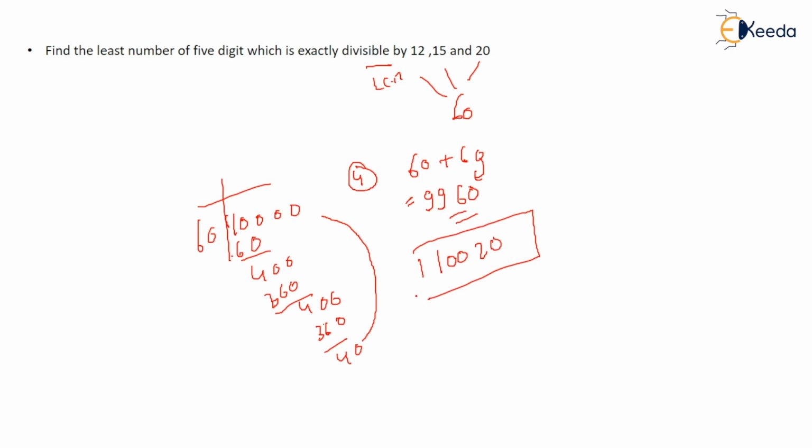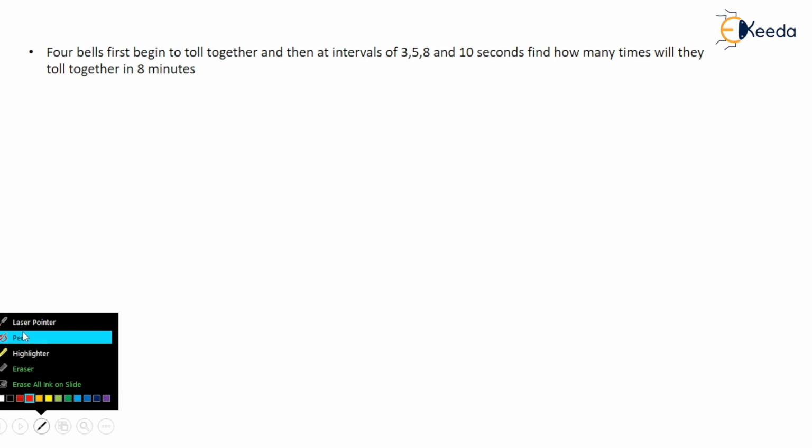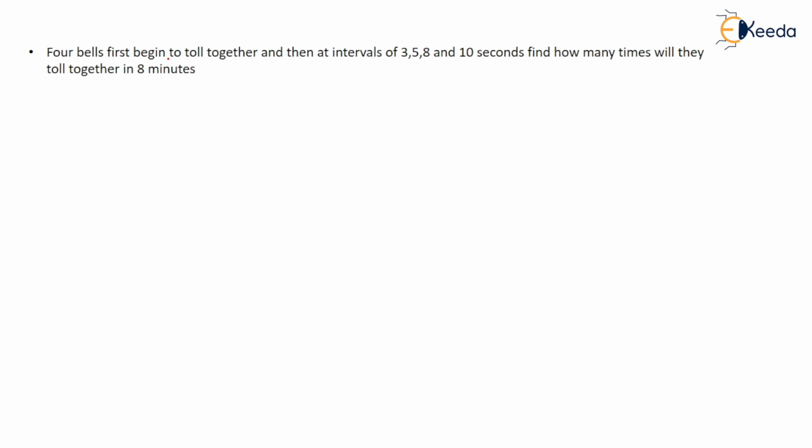Very simple question. Okay, here you can see the question: 4 bells first began to toll together, means first they tolled together, and at the interval of 3, 5, 8, and 10 seconds, find how many times they will ring together in 4 minutes. Means these are the time intervals. After every 3 seconds one bell rings, after 5 seconds one bell rings, 8 one ring, and 10 one ring, and how many times they ring together.